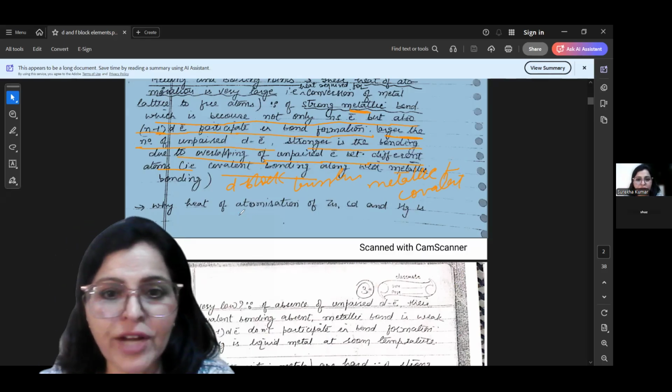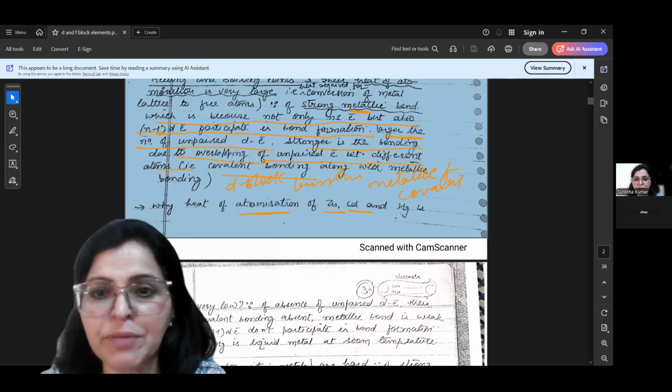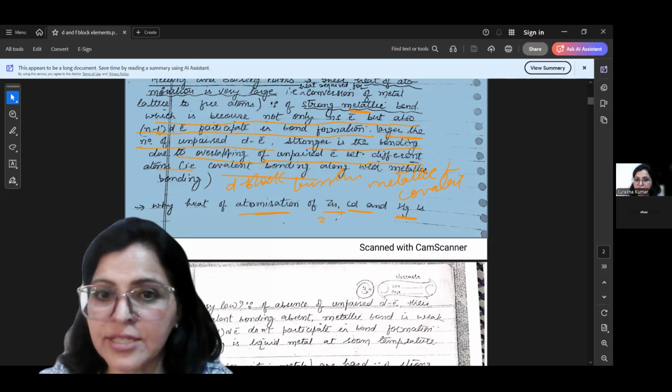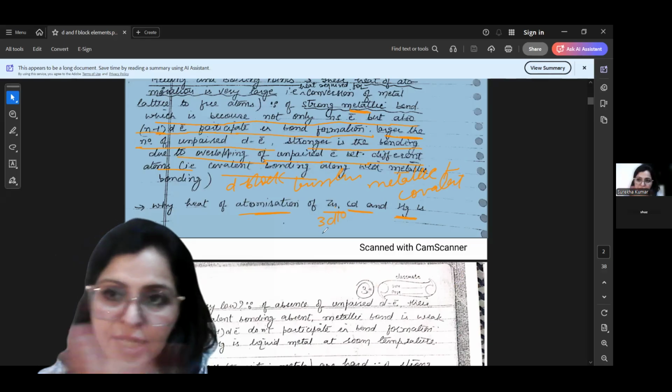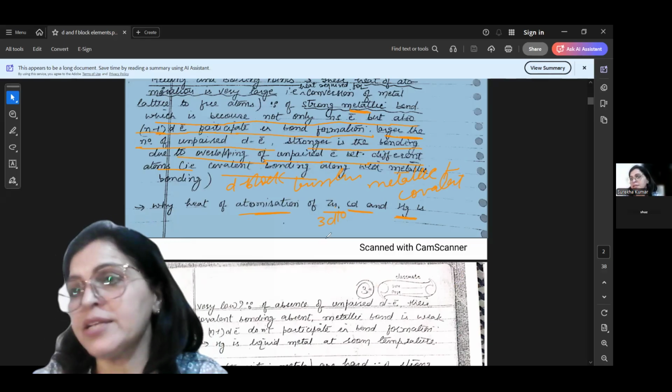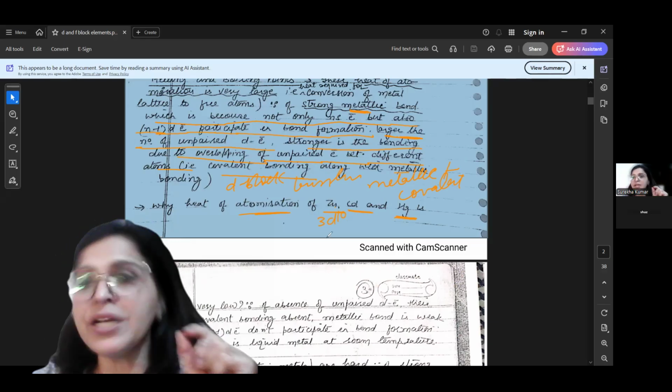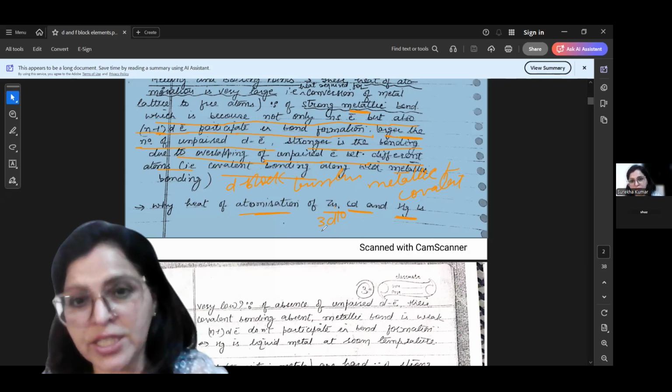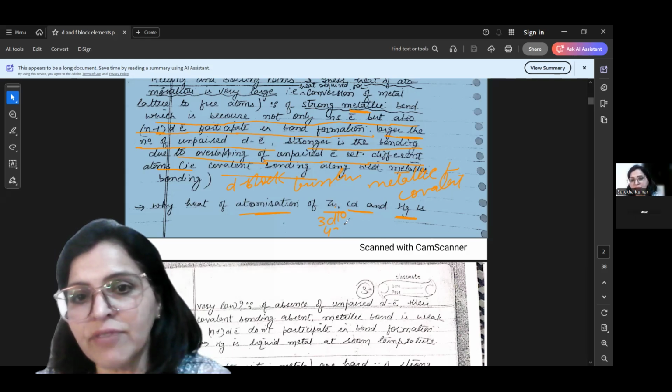So, why is the heat of atomization of zinc, cadmium, and mercury very small? Because the configuration of zinc is 3d10. All the electrons are paired. They will not participate in bond formation. Only the unpaired electrons participate in bond formation, and their configuration is 3d10 4s2.